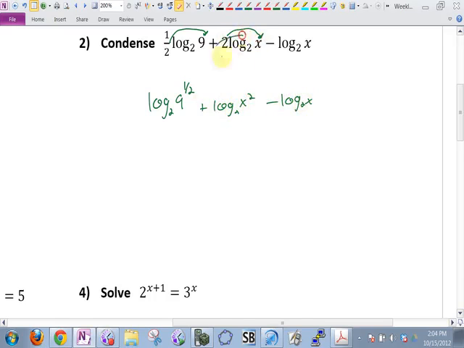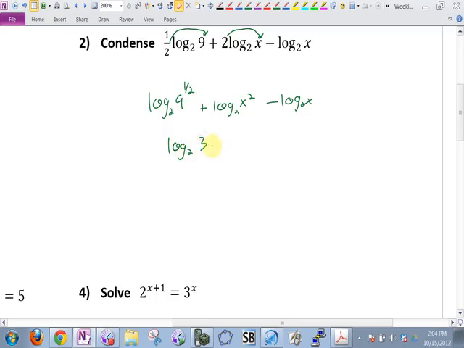Some people notice, hey, these two here are actually like terms, and they just combine like terms. That also works. It's probably easier, actually. Next, additions and subtractions go from left to right, so let's condense them. And what is 9 raised to the 1/2 power?